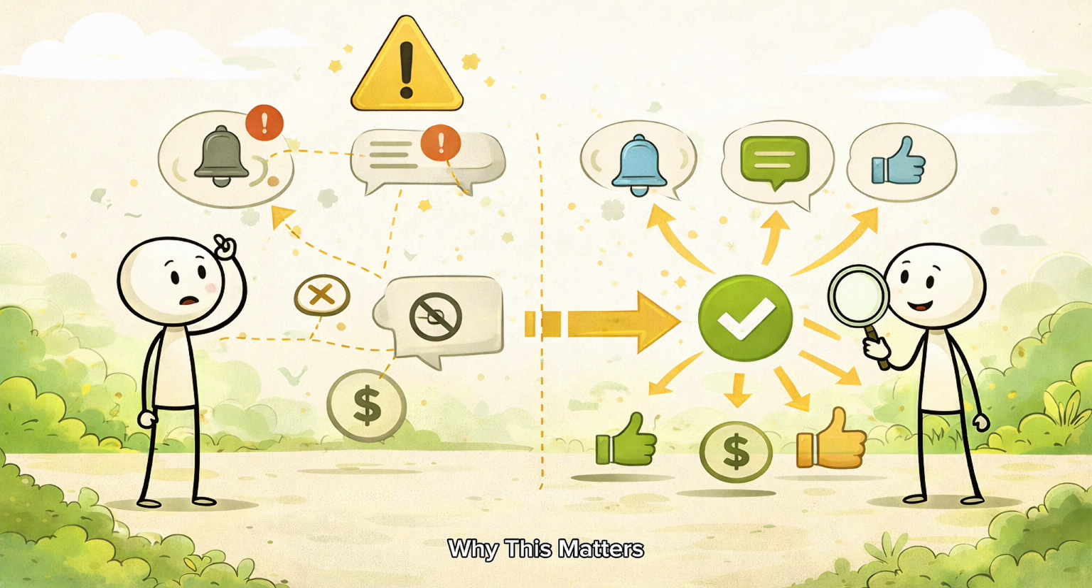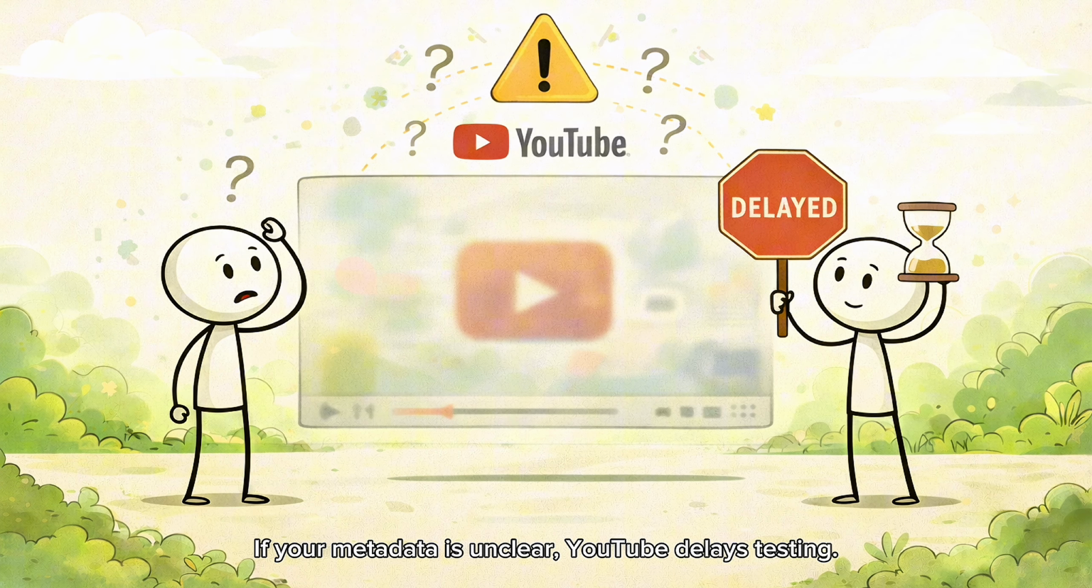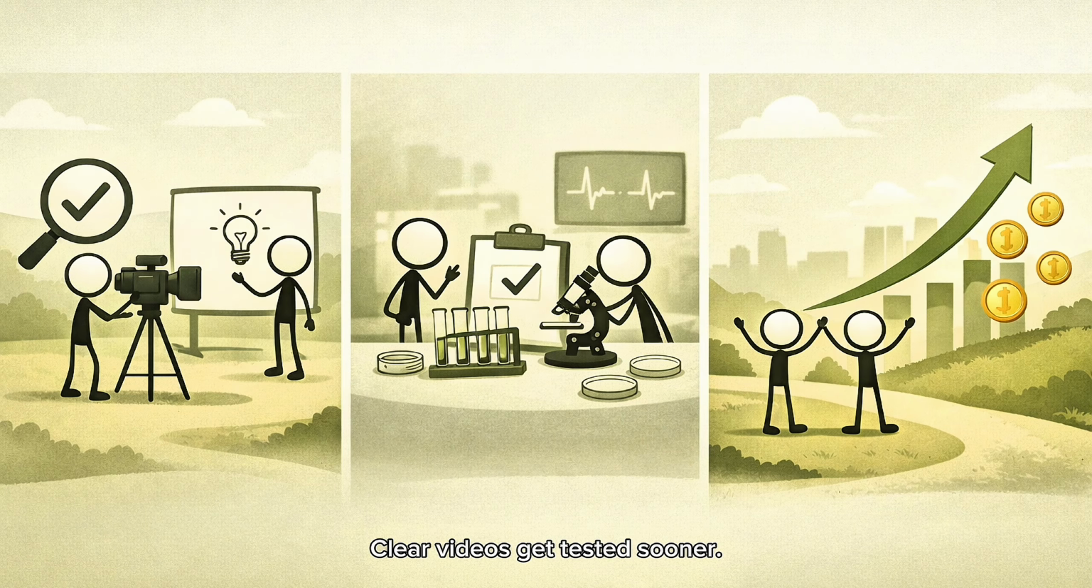Why this matters? Video level settings are how YouTube evaluates your content before performance data exists. If your metadata is unclear, YouTube delays testing. Clear videos get tested sooner. Tested videos get data. Data leads to growth.